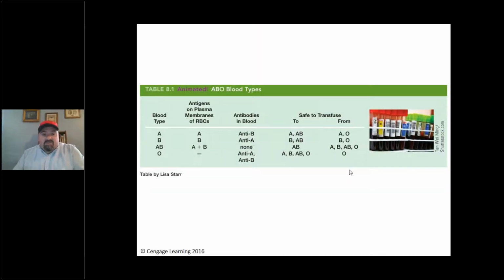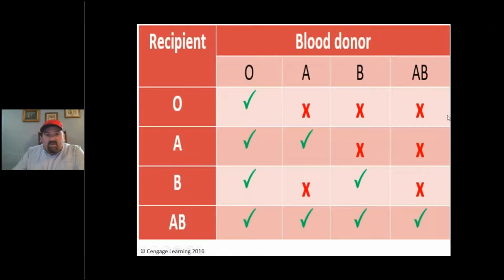And so here you're seeing an example. I'm going to go to the next chart. What you're seeing here is that type O blood, the donor, can be given to type O, absolutely, A, B, and AB. Type AB blood can receive type O, A, B, and AB. But then you're seeing the X's. What can be issues? What cannot be given?